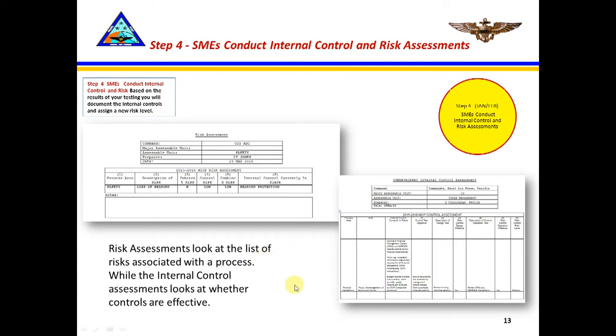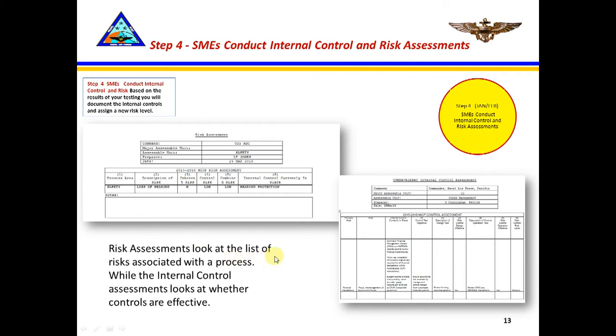After all of the checklists have been done for the year, the SMEs, the person that's doing the checklist, along with the MIC coordinators, will complete internal control and risk assessments for the year and submit those to CNAP.